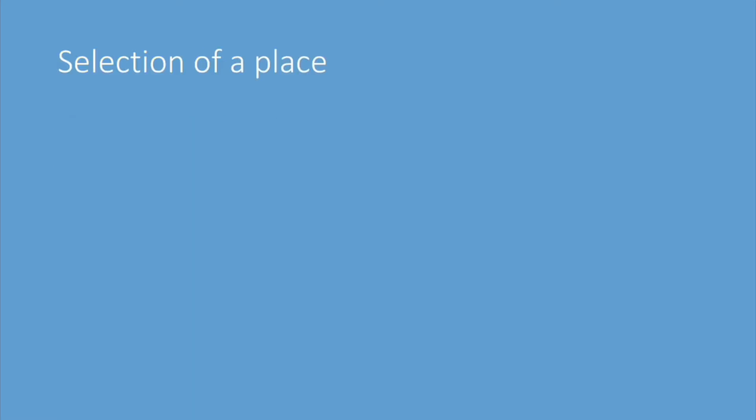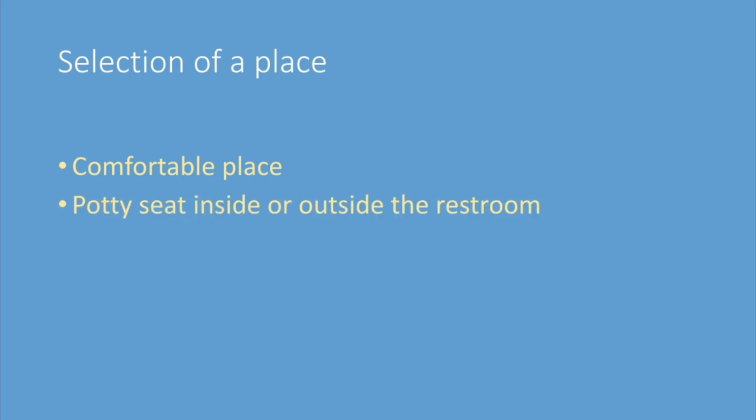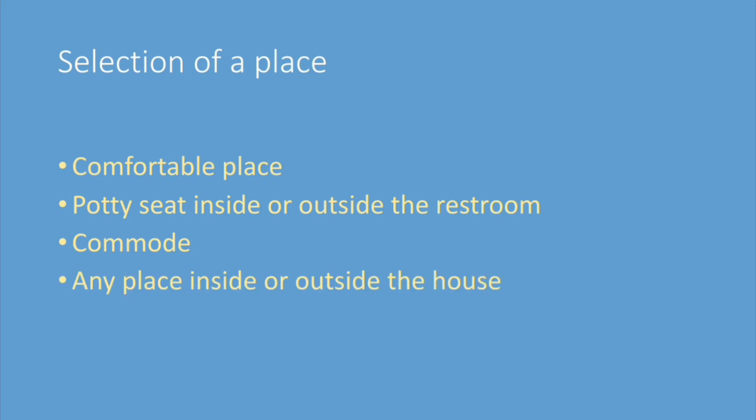So how do we select a place? Make sure it is comfortable, whichever place the child prefers. It is not necessary that it should be inside the restroom; it can be outside the restroom also. You can use the potty seat. You can place the potty seat wherever the child is comfortable with, inside or outside the restroom. If the child is happy to sit on the commode, you can encourage that also.